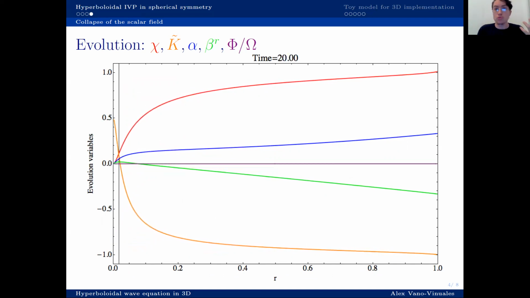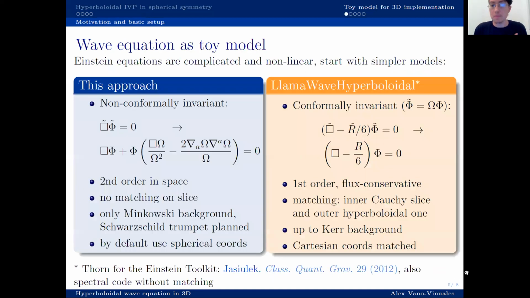Now, we would like to go beyond and go up to 3D, but this is not completely straightforward. So instead of going forward with the Einstein equations, we're going to first consider simpler models, such as the wave equation. So we're going to try the wave equation in a three-dimensional code. This has been done before. There exists an Einstein Toolkit thorn called LlamaWaveHyperboloidal, developed by Michael Jasulek, sorry if I mispronounce his name, that solves the conformally invariant scalar field in a first order and flux conservative form.